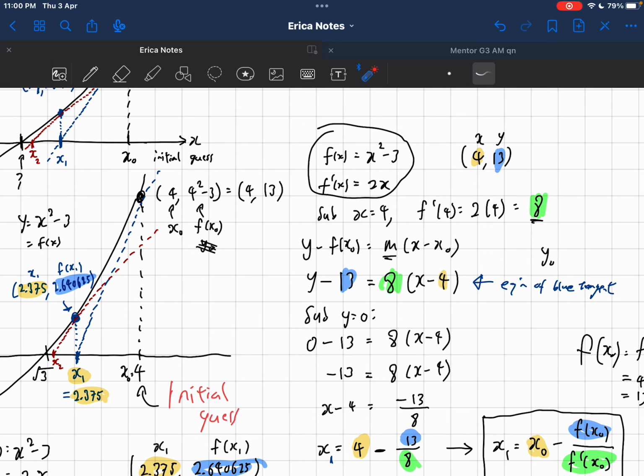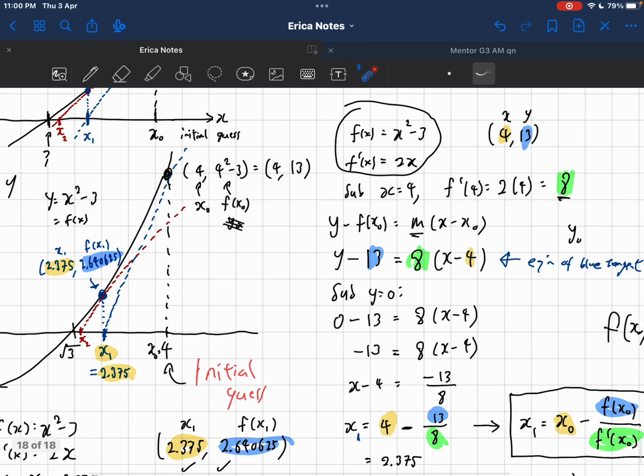Now, how do you find the equation of a straight line? It's y minus the y coordinate equals m times x minus the x coordinate. So m is your gradient, x0 is your x coordinate, then f of x0 is your y coordinate. That means it becomes y minus 13 equals 8 times x minus 4. This is the equation of the blue tangent line. Okay, then do we simplify it? No, we don't simplify it. Instead, you just move straight to your goal.